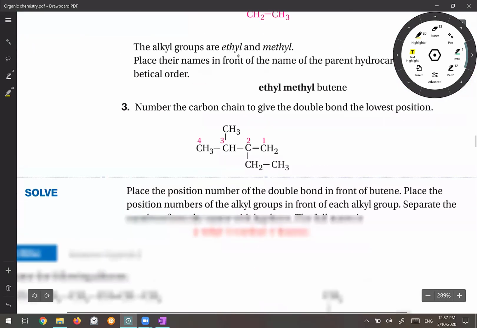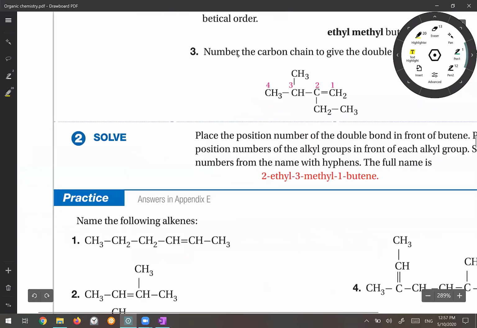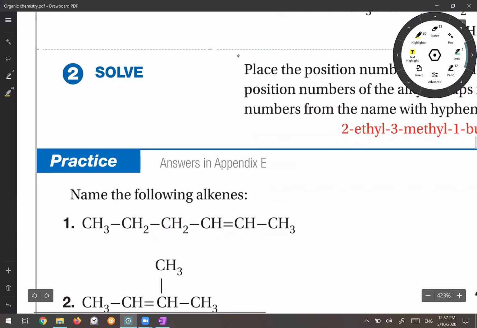Let's do some more examples, which you have here, the practice questions. Let's do the first one. Name the following alkene. So we know that these molecules are alkenes. The first one is just a straight chain alkene without having any branches. We have to only mention the position of the double bond.